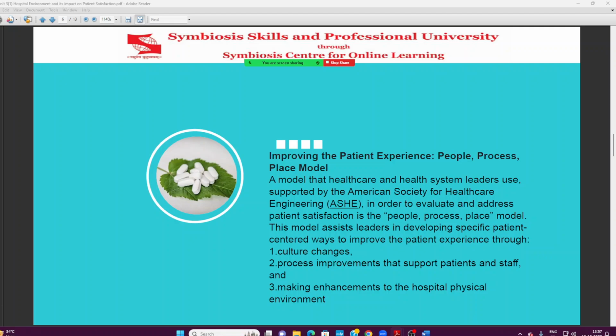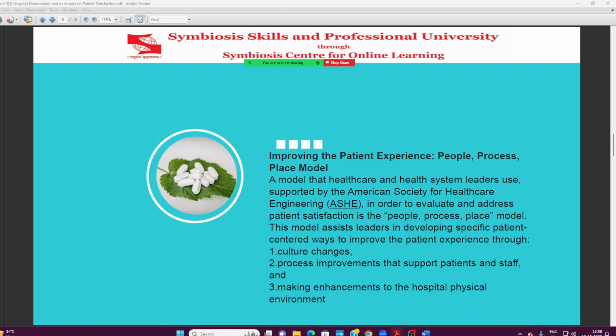Now, a model that healthcare and health system leaders use is supported by the American Society for Healthcare Engineering, abbreviated ASHE, right? In order to evaluate and address patient satisfaction, the model is called the people, process, and place model. This model assists leaders in developing specific patient-centric ways to improve the patient's experience through cultural change.